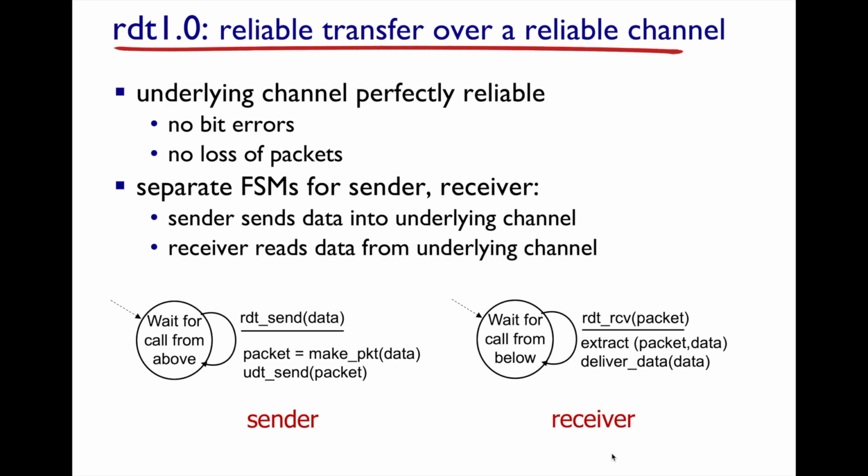Now, of course, let's think about this. Our simplifying assumption for RDT 1.0 was that the underlying unreliable channel is reliable. So that means that when you call UDT send, absolutely that packet of information is going to successfully make its way from the sender to the receiver transport layer unadulterated, meaning that none of the bits get changed, and it's going to get there, meaning that the packet does not get dropped along the way.